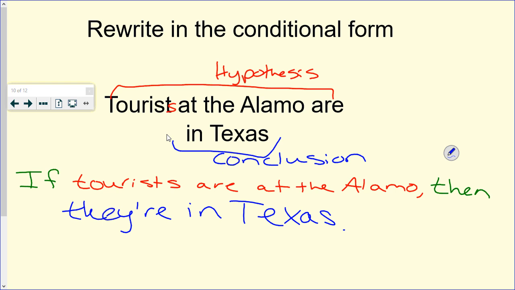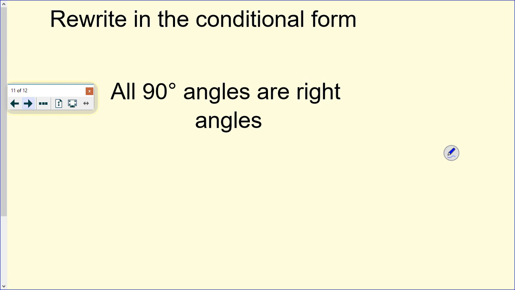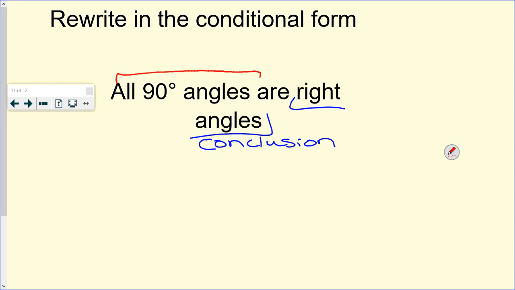Alrighty guys, back up here please. All 90-degree angles are right angles. What's the vocab word up there? Right angle. Right angle, right? So that's going to be my conclusion. Right angle is going to be my conclusion. So what has to happen in order for it to be a right angle? 90 degrees. 90-degree angles. That's what's going to be our hypothesis, right? It has to be 90 degrees.